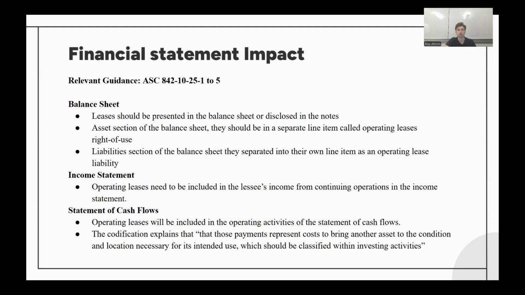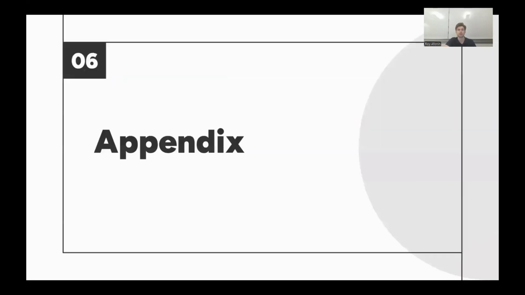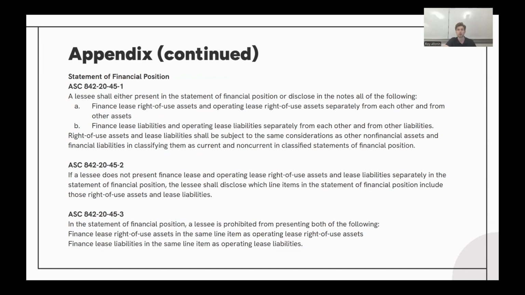And so for the disclosure impact, relevant guidance is ASC 842-10-25-1 and 2. And the lessee must disclose the qualitative and quantitative information about its leases. It also must disclose the significant judgments made in applying the requirements to those leases. And we also must disclose the amount recognized in financial statements relating to its leases. And here's our appendix that has the information where we found our judgment.